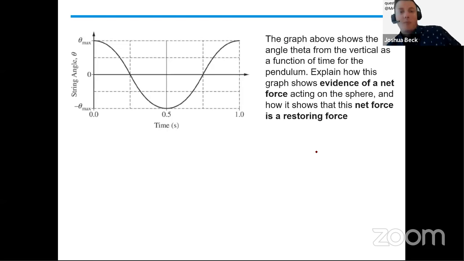All right, on to the next part of the problem. This graph shows the angle theta from the vertical. So we're measuring that angular displacement from here and then there, calling one of these the positive side, one of these the negative side. We can see it oscillates back and forth.